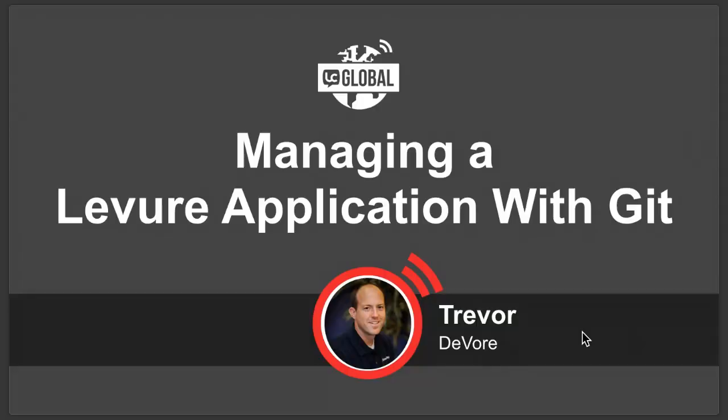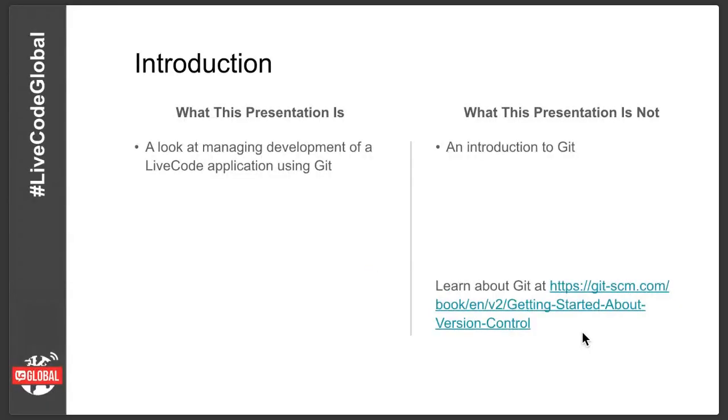So, managing a Levure application with Git. For an introduction, I want to tell you what this presentation is and what it is not. We're going to look at managing development of a LiveCode application using Git. This is not an introduction to Git. I'm not going to show you how to set Git up, and I'm not going to go into detail about what all the commands are. There's a wealth of information on that on the web. But what I am going to do is show you how you can use Git to manage the development of a LiveCode application.